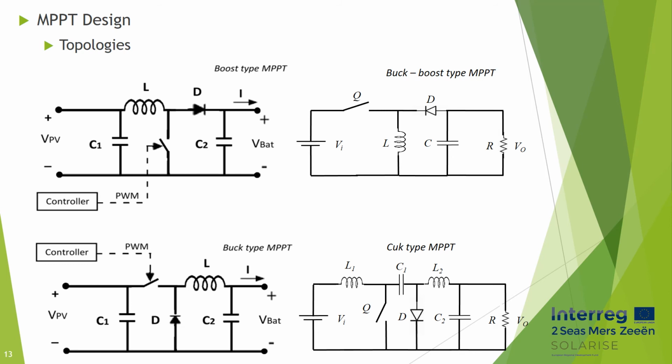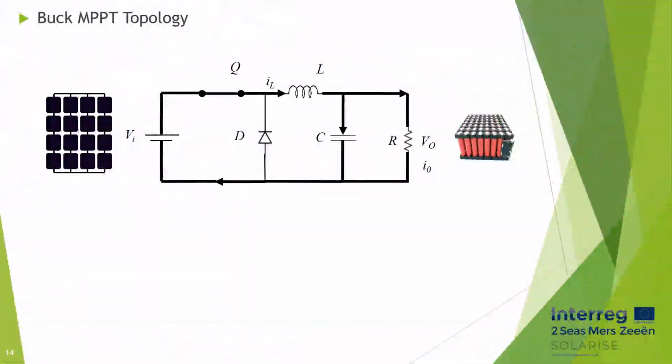There are four common DC-DC conversion topologies in MPPTs. These are buck type, boost type, buck-boost type, and Cuk type. A DC-DC converter is an electronic circuit which increases or decreases voltage or current according to the load side needs. A buck-type DC-DC converter is a voltage step-down converter.